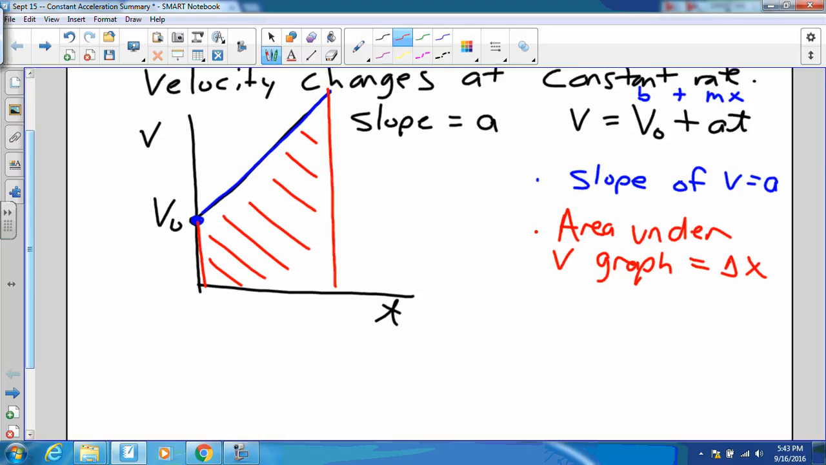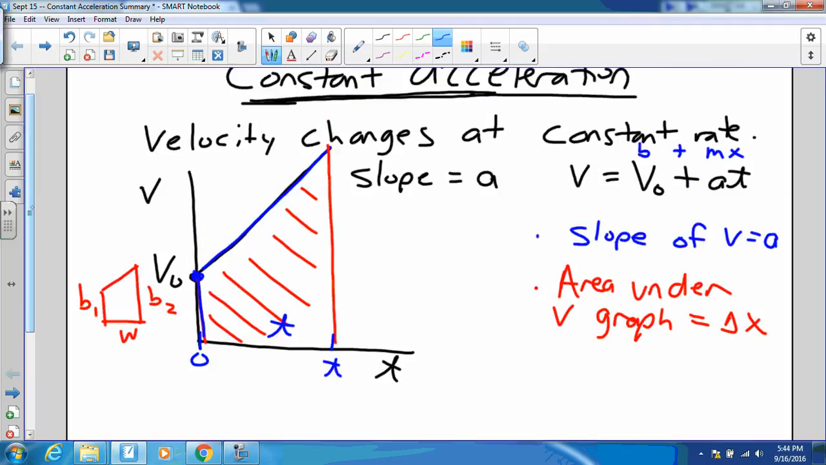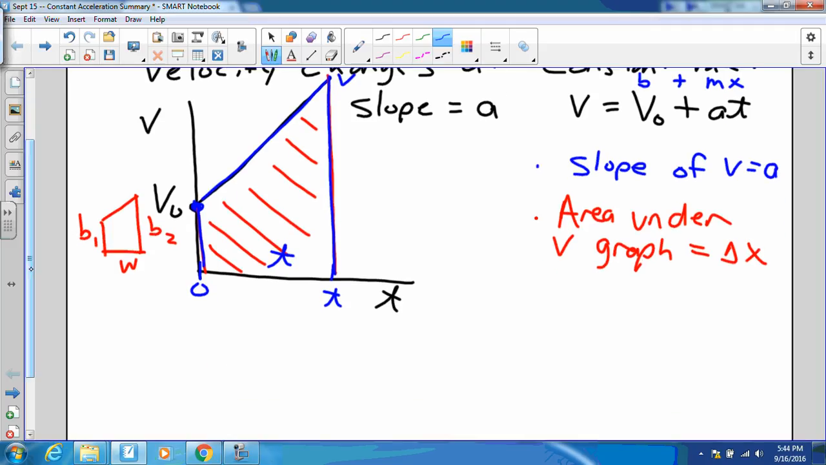And I mentioned in class that because this shape is a trapezoid, and the area of a trapezoid is the average of its bases times the width, then we can go back to our velocity graph and see that the width here is from 0 to t, and the first base has a height of v0, and the second base right here has a height of v, so that my displacement, delta x, is equal to the average of the 2 bases times the width, which is t. And so this is our second equation of motion.